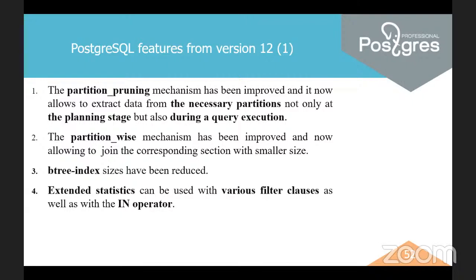The partition by, or divide and conquer, mechanism has been improved, and now allows joining the corresponding sections of smaller size. B-tree index sizes have been reduced, as well as the database size, because in most cases the database size is the size of its indexes. Extended statistics can be used with various filter clauses as well as with the IN operator, so the planner can produce more accurate plans.